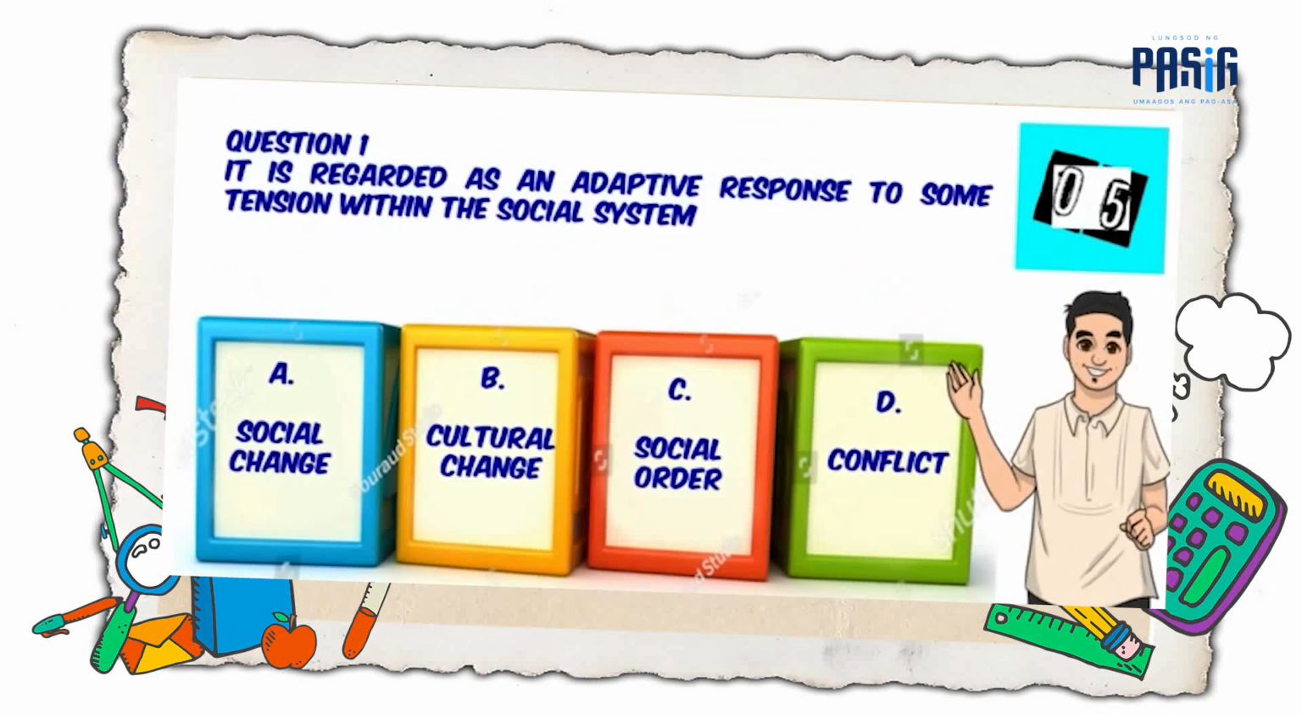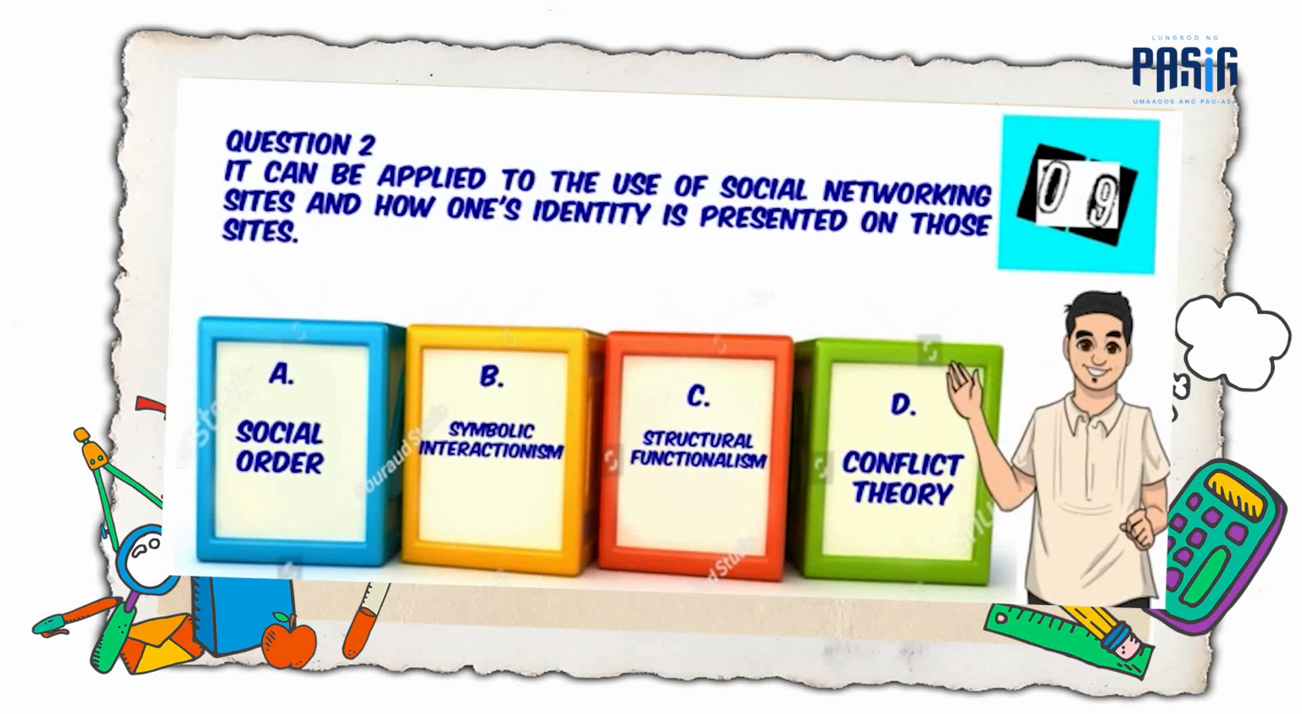Question number 1. It is regarded as an adaptive response to some tension within the social system. The choices are A. Social change, B. Cultural change, C. Social order, D. Conflict. The correct answer is C. Social order.